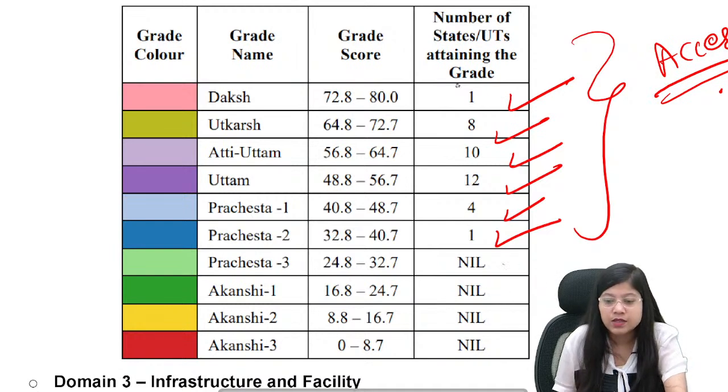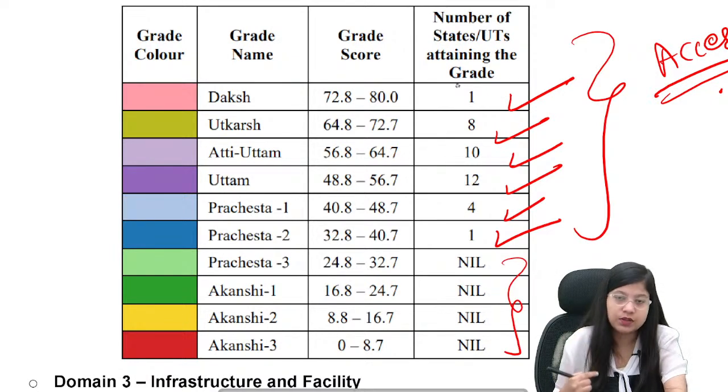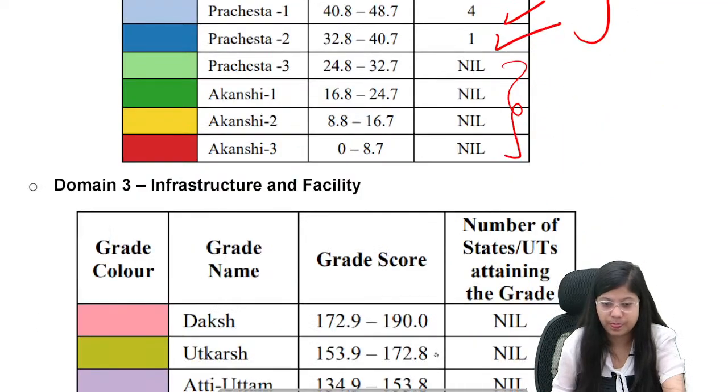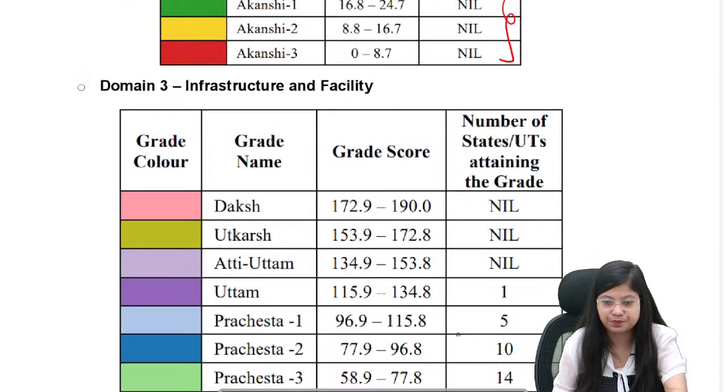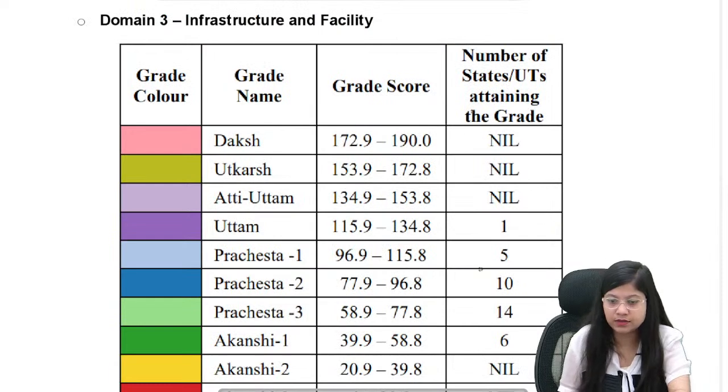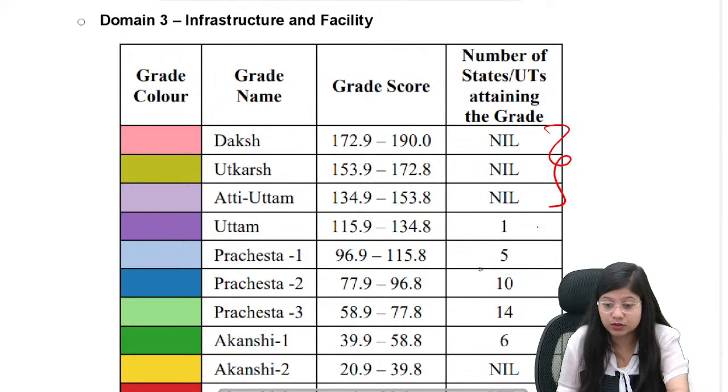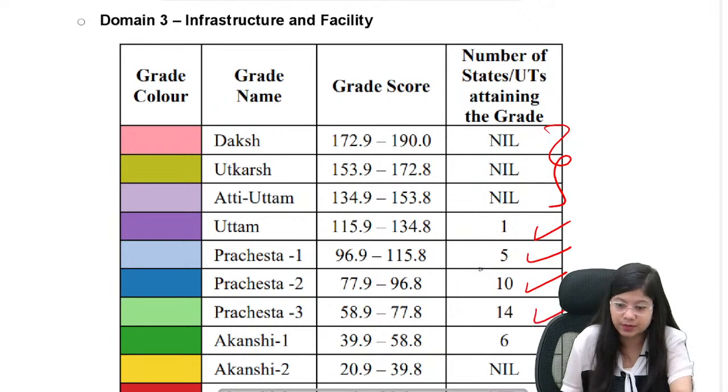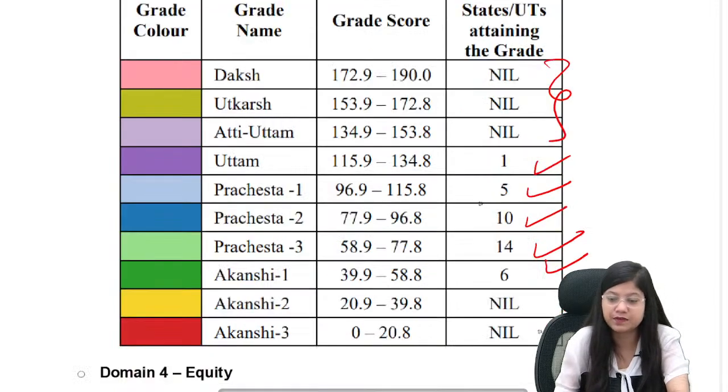So we are not in the bottom list. Then infrastructure and facility. Here again, in the top 3, there is no state. Then we have in the Uttam category 1 state. In Prachishta 1, 5 states. In Prachishta 2, we have 10. In Prachishta 3, we have 14. In Akansha 1, we have 6.